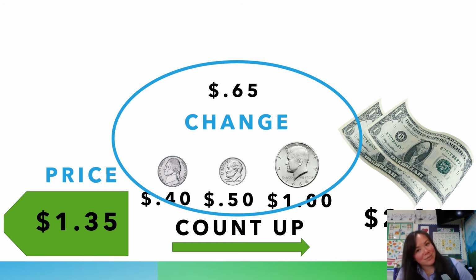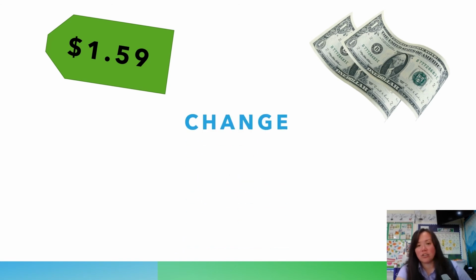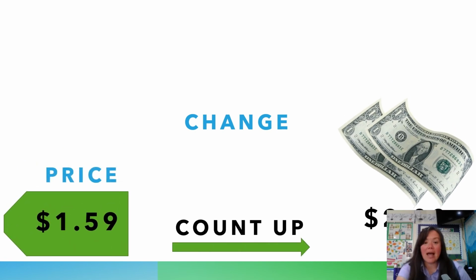Let's do the last one. I know this can be complicated. $1.59, and we are going to be counting up to $2. That's what we paid. All right, we need our change. Let's count up. The first thing I'm going to add is a penny, because I'm at 59, I want to get to 60, and that will give me a nice round number to work with. So I'm at 60.